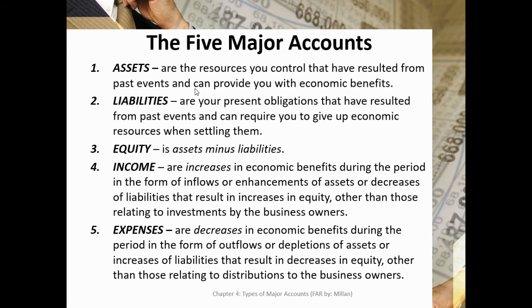Notes: If the selling price is greater than the carrying amount, the difference is a gain. Like earlier, your carrying amount was 2,000. You sold it for 2,200. So that's a gain. But if the selling price is lower than the carrying amount, the difference is a loss. So that's the overview of the 5 major accounts.